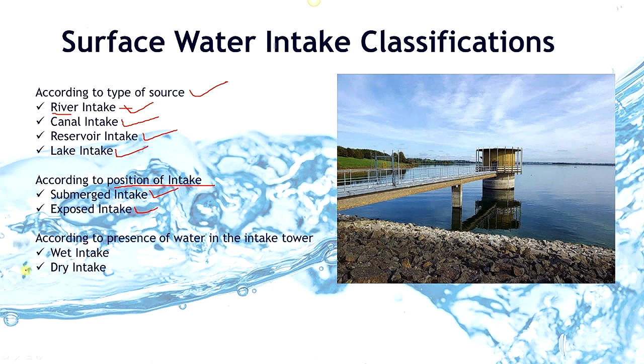Another classification is according to the presence of water in the intake tower. Here, once the water is withdrawn from the source, it will first enter the intake structure. In some intakes it will be stored temporarily for some time and then it will be discharged into the transmission conduit to transmit it to the water treatment plant. But in some intakes, water is not stored temporarily. As the water enters the intake, it is directly fed to the discharge conduit.